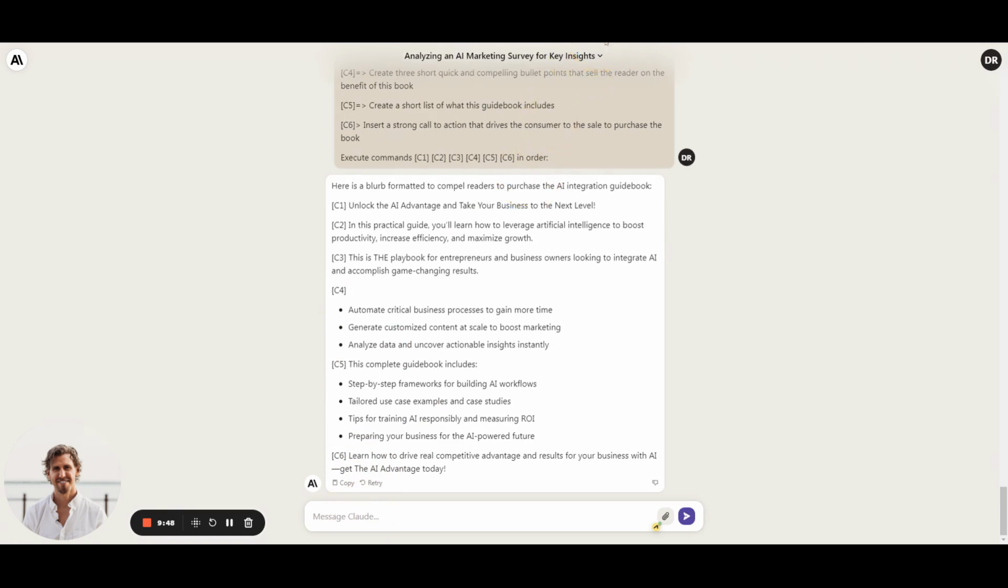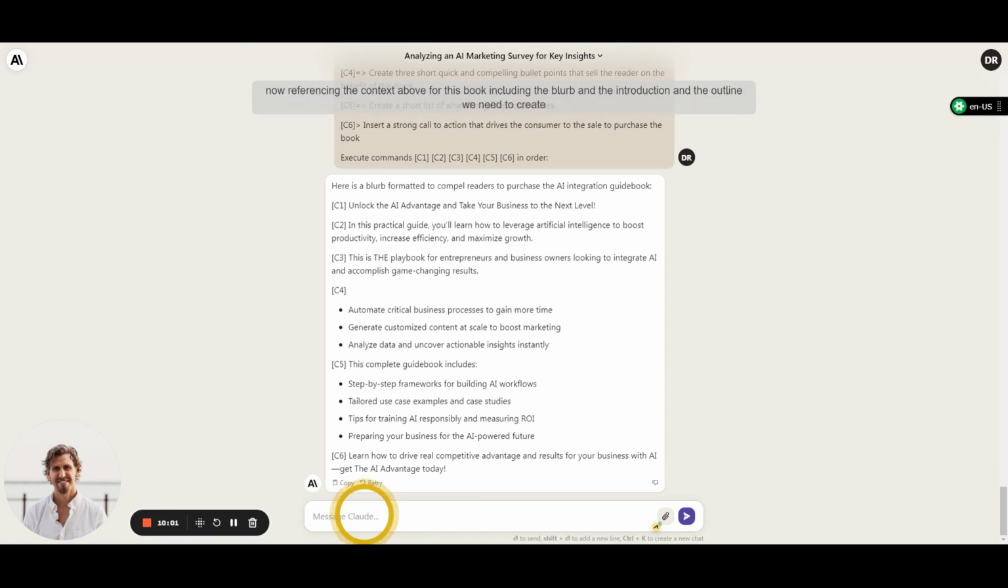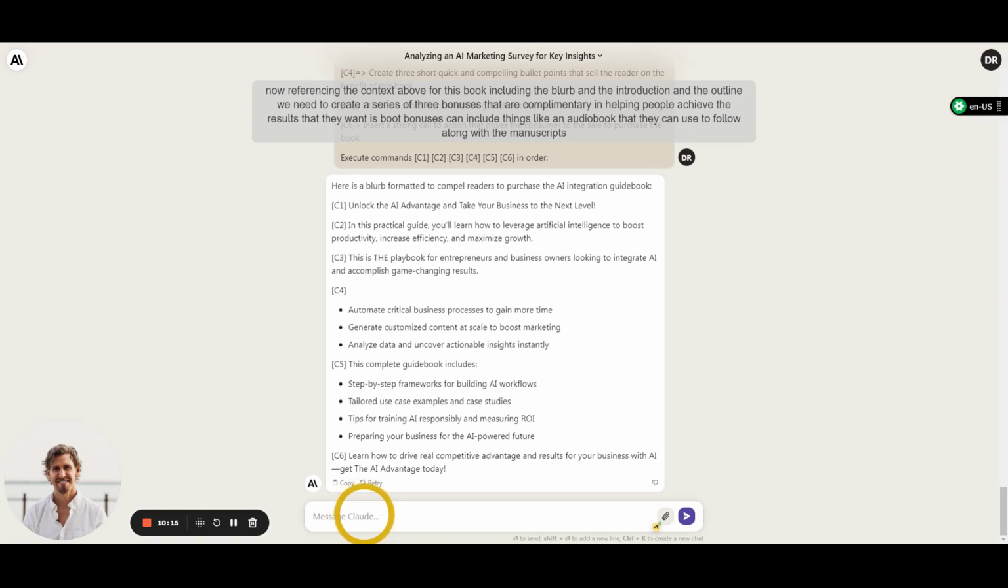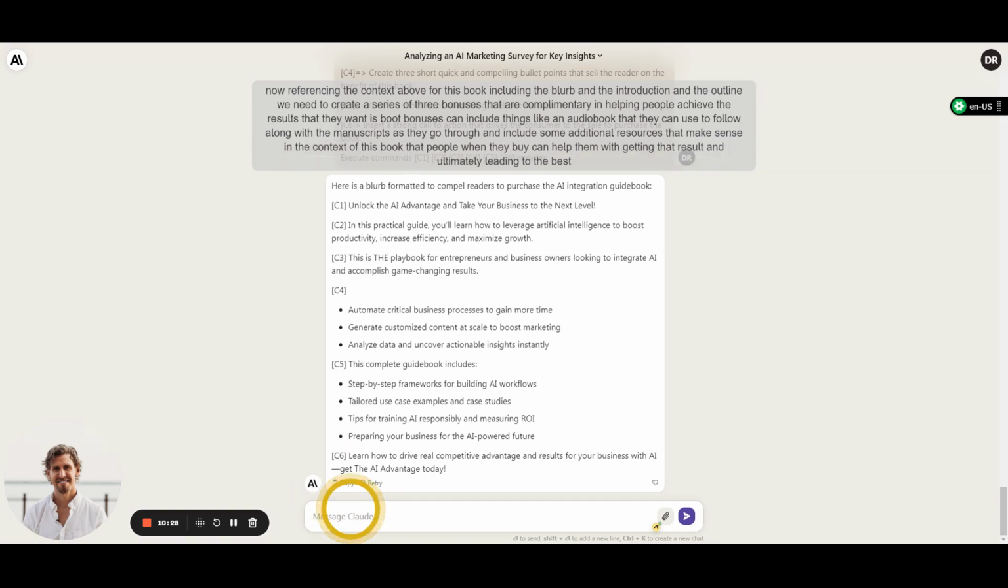That's great. So my last part is now referencing the context above for this book, including the blurb and the introduction and the outline. We need to create a series of 3 bonuses that are complementary in helping people achieve the results that they want. These bonuses can include things like an audiobook that they can use to follow along with the manuscripts as they go through, and include some additional resources that make sense in the context of this book, that people, when they buy, can help them with getting that result and ultimately leading to the best experience.